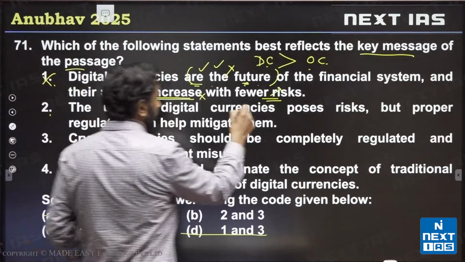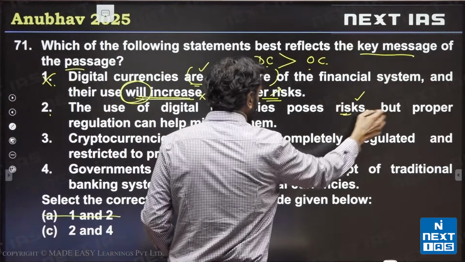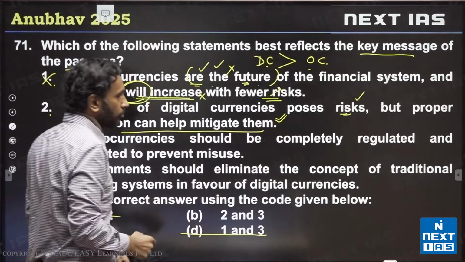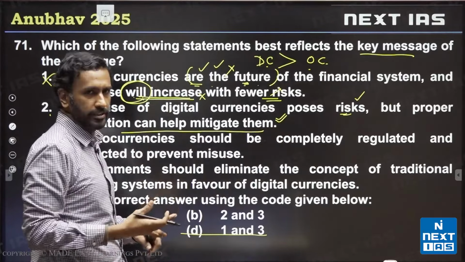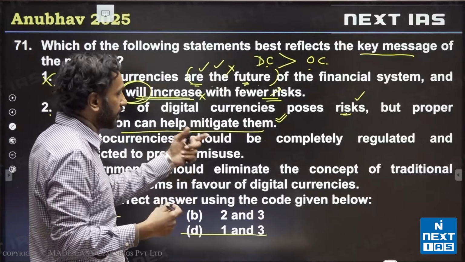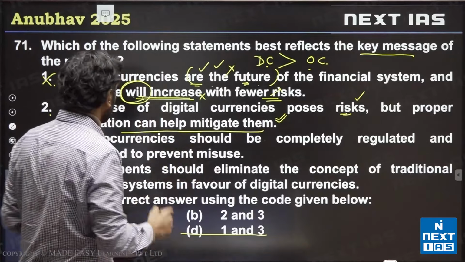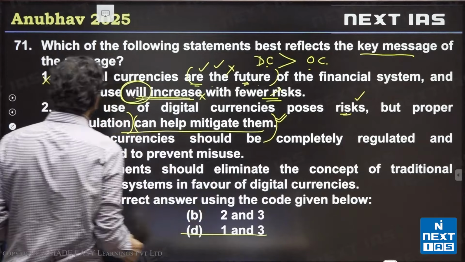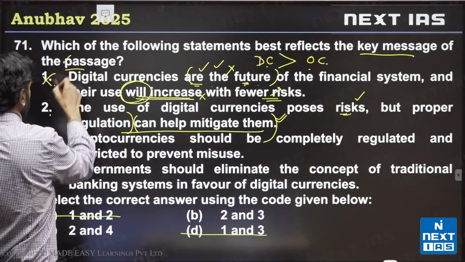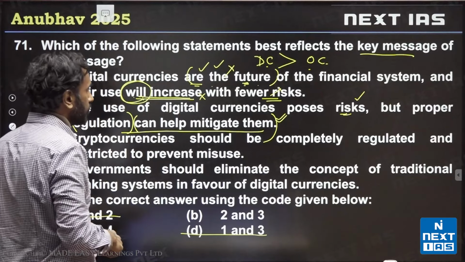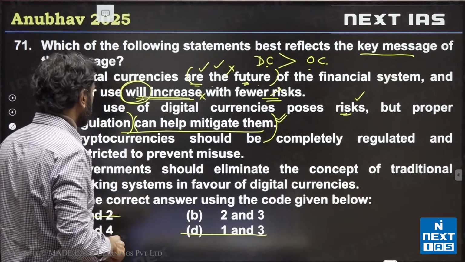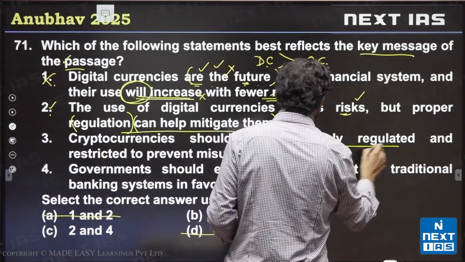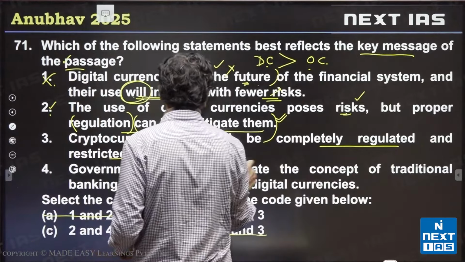The use of digital currencies poses risks. This is valid, but proper regulation can help mitigate risks is also valid. We are told regulation and innovation done both by government and private organizations can reduce risks. So proper regulation can help mitigate risks is valid. This is a part of the main point of the passage. 3 says cryptocurrencies should be completely regulated and restricted to prevent misuse.